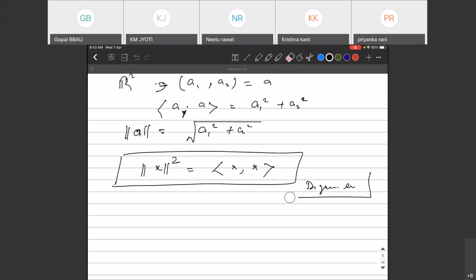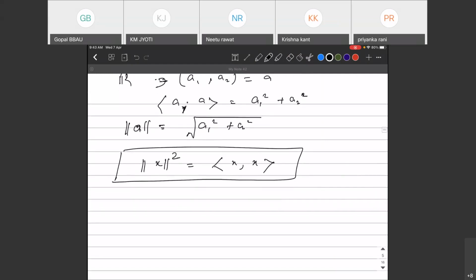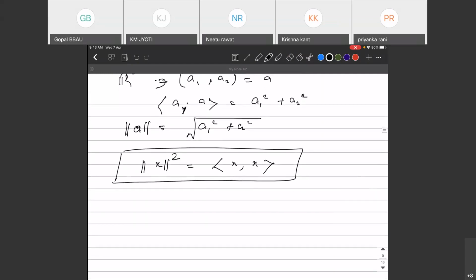Not yet, not yet. Let me give you one more thing. You know, every norm induces a metric. So how do you define a metric? It means the distance between x and y. What you do is take the norm of x minus y.